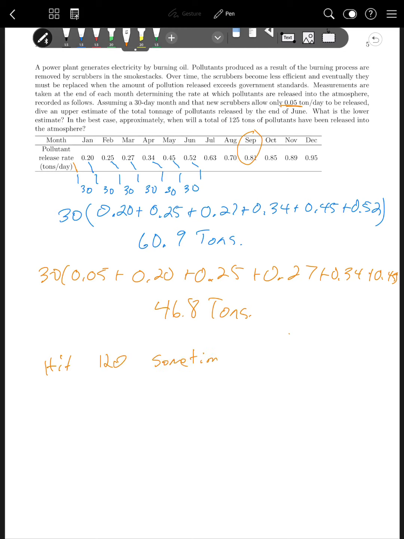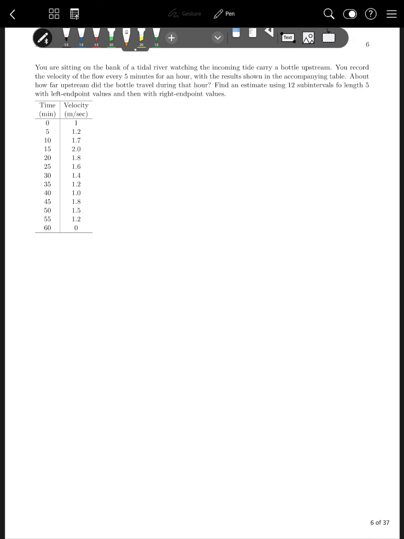And we're still not there, but we're getting close, so probably it'll happen in the next month. So the next month would be 0.81. So that's 126.6. So that got us there. So the answer would be, that was for September. So in the best case scenario, we would hit 125 sometime between August and September. Okay, and so that's the idea.